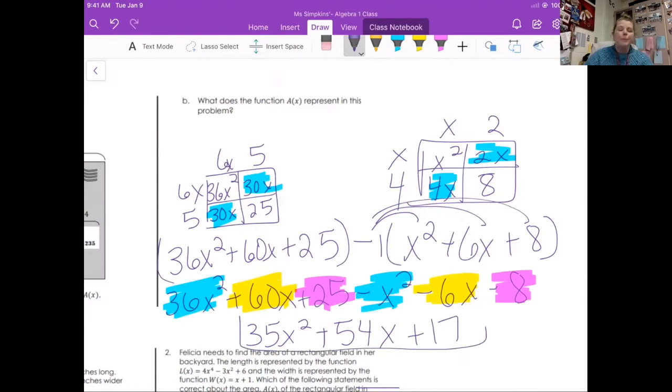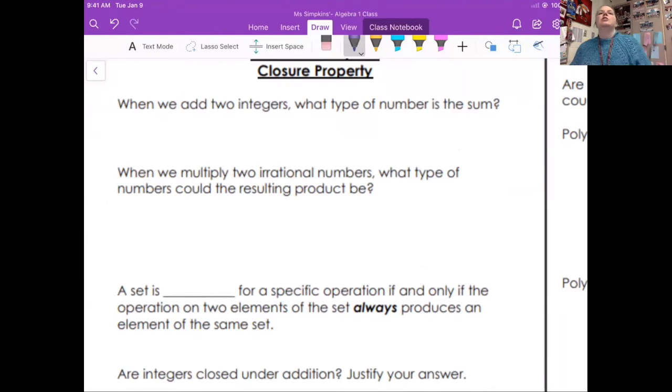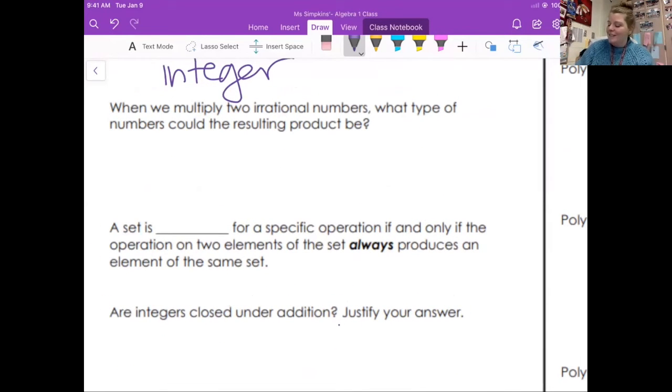So that represents the gray area of the envelope, which we've actually already learned the closure property. I'm just going to refresh your memory a little bit about the closure property. So closure property just means whatever you start with, your answer is that same type of number. So if I add integers, my answer is always going to be an integer. That's considered closed. So when we add integers, the sum is also an integer. So a set is closed for a specific operation if and only if your answer is the same type of number that you started with.